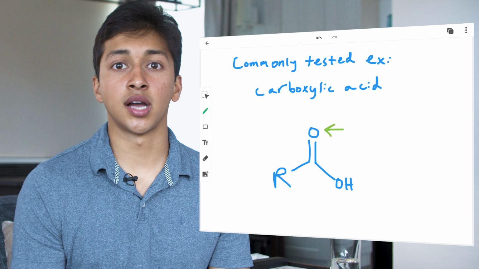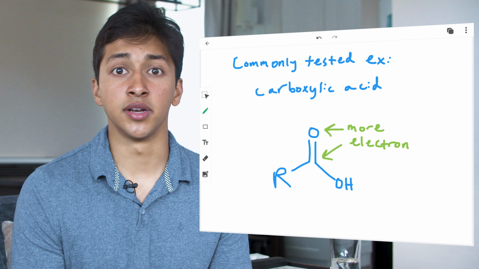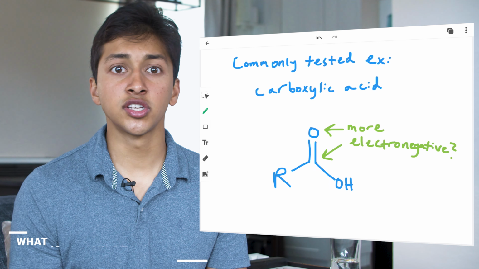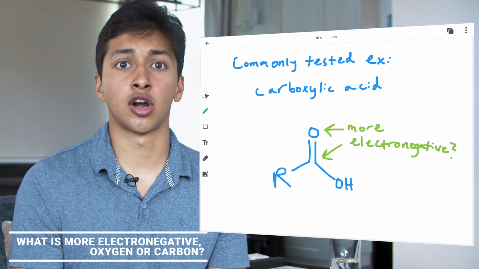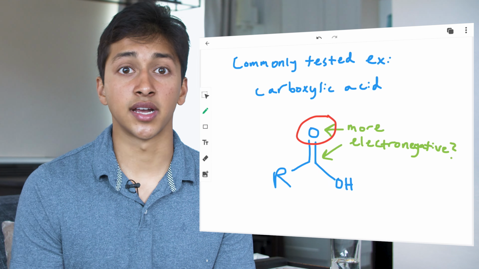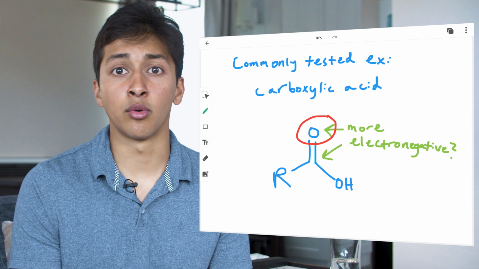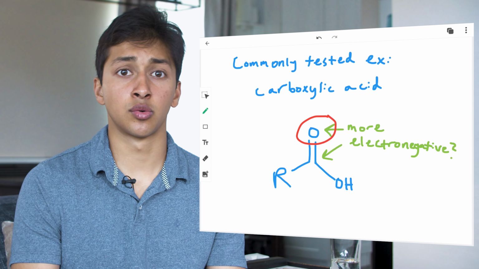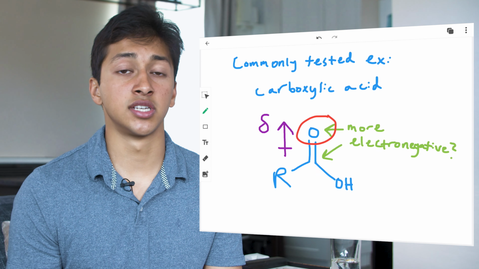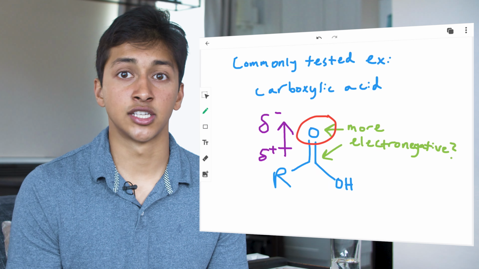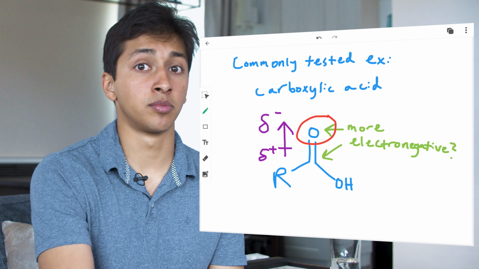For example, the oxygen double bonded to the central carbon has some interesting properties. What is more electronegative, oxygen or carbon? If you said oxygen, that is correct. Oxygen wants electrons a lot more than carbon. So the oxygen will pull on those electrons harder, causing it to have a partial negative charge. As a result, the carbon will then have a partial positive charge.